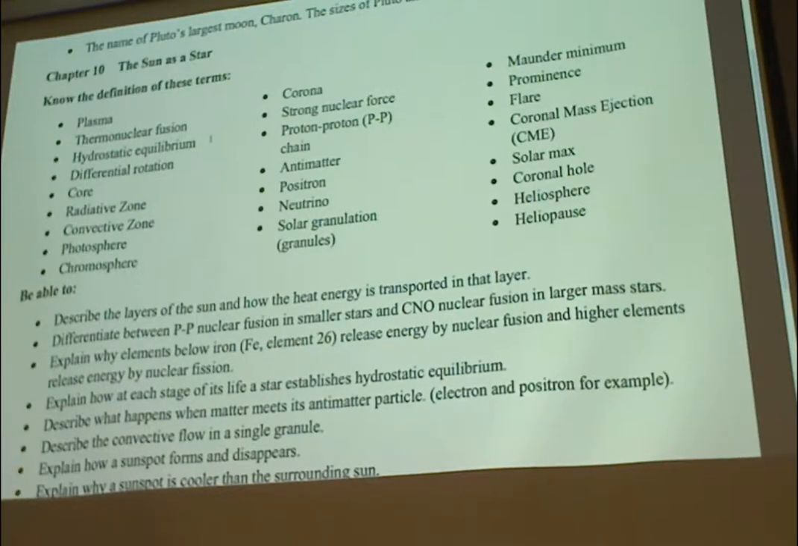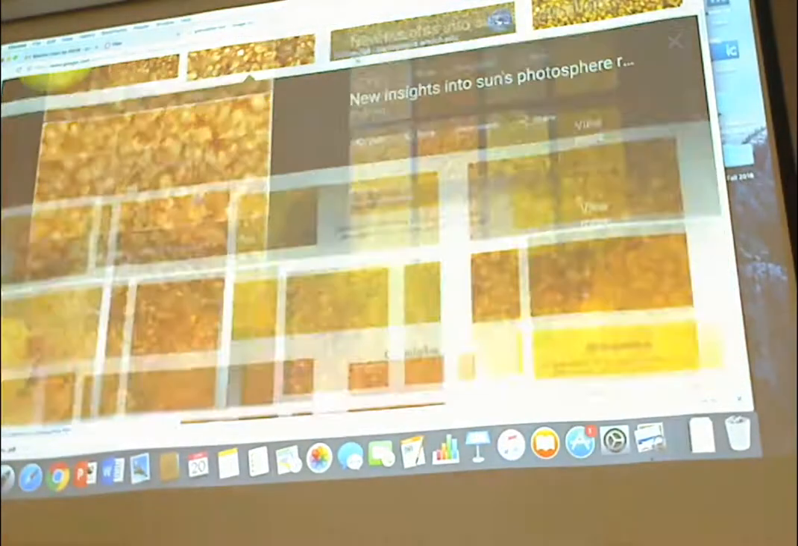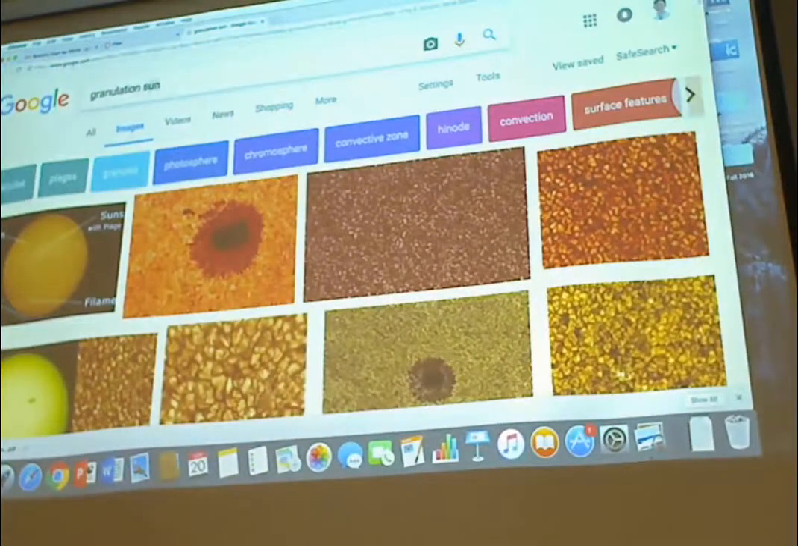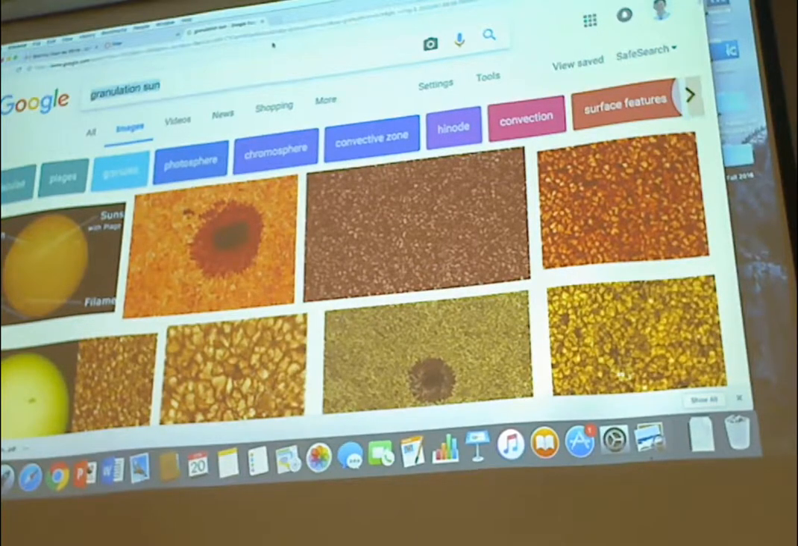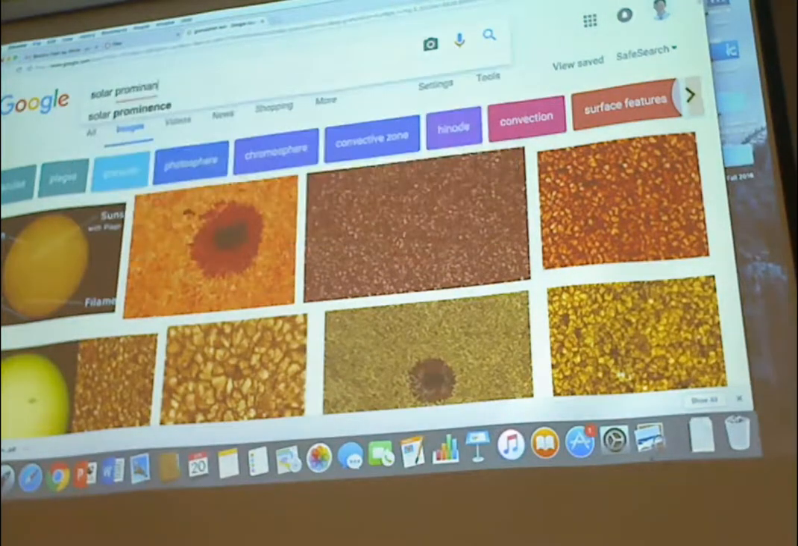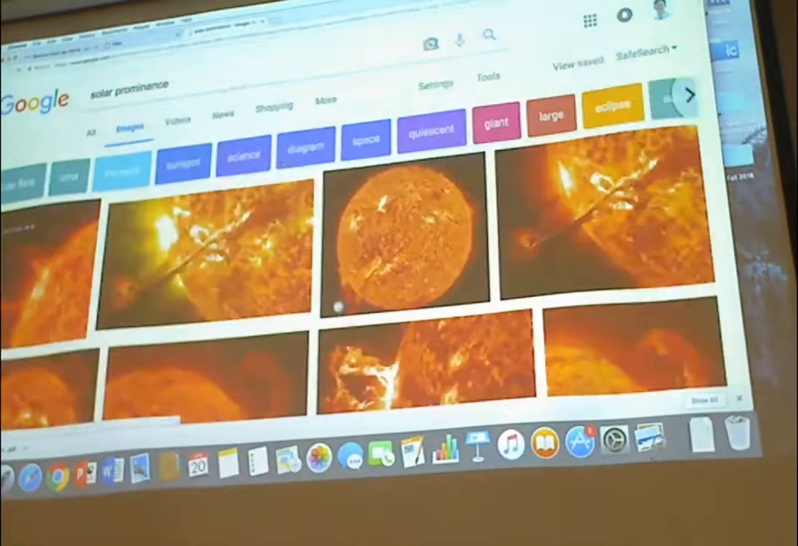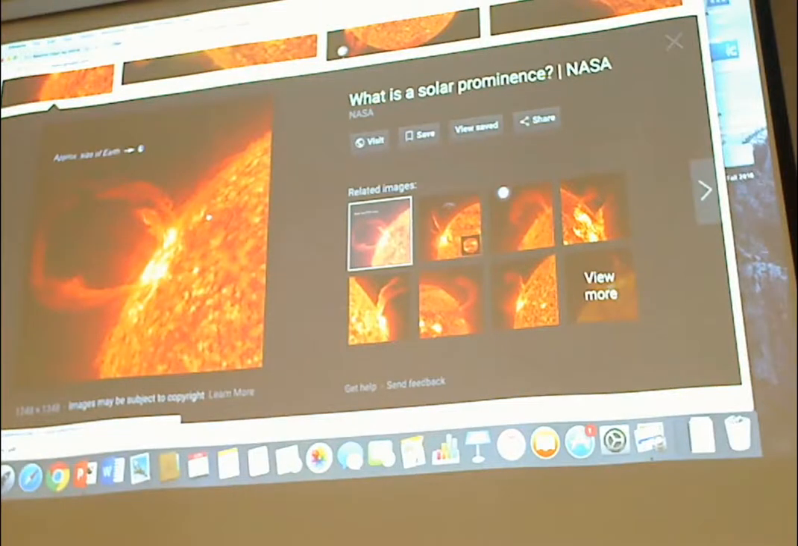What's a prominence? Again, I should show a picture. A prominence in a picture looks like an arc. It jumps from one side to another. A prominence is part of the activity on the sun, which is magnetic. A solar prominence. There is a perfect picture of a prominence. It arcs from one side to another.